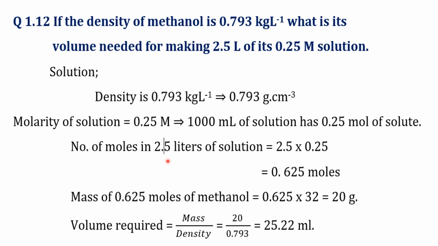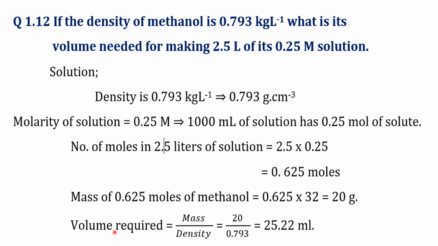Now number of moles in 2.5 liters equals 2.5 into 0.25. So in 1 liter we have 0.25 mole. In 2.5 liters how much? So 2.5 into 0.25, which is nothing but 0.625 mole of the substance is present in 2.5 liters of methanol solution. Now mass of 0.625 moles of methanol equals number of moles into molar mass. So 0.625 into 32 equals 20 grams.